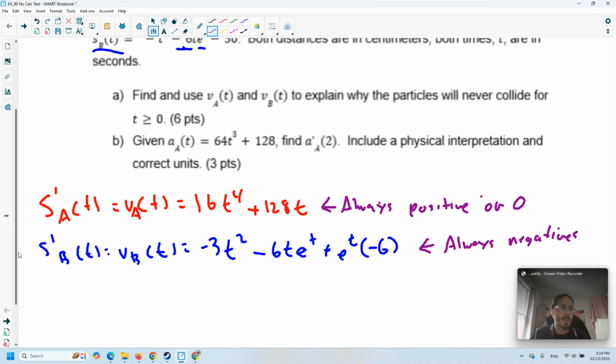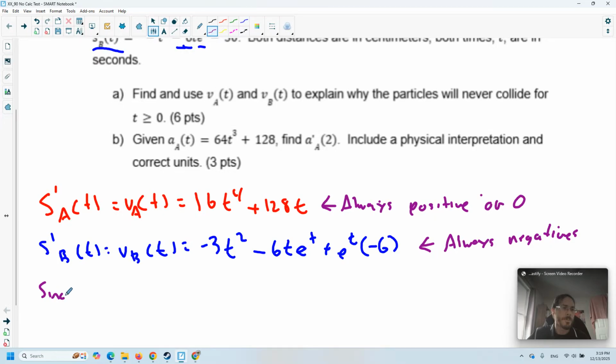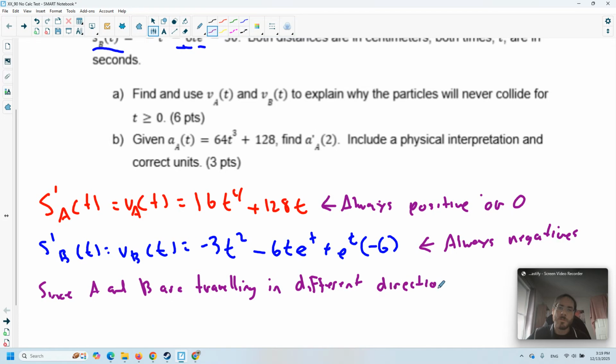So a lot of people picked up on that and said, since A and B are traveling in different directions, they would not collide. And a lot of people put a period there, but that's not the end of the story. So we have one other piece that we do need to mention.